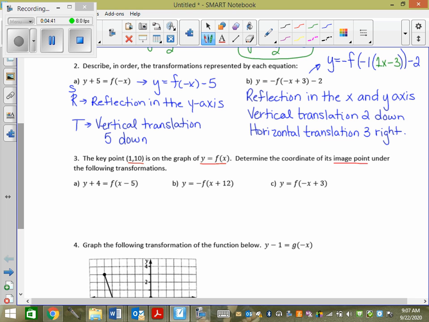So I'm going to get y equals f, x minus 5 minus 4. Now remember, mapping is the same as words. So my x, I'm going to move 5 to the right, so I have to go x plus 5. My y, I'm going to move 4 down, so I have to go y minus 4. Then I can plug in my coordinate. 1, 10 becomes 1 plus 5, 10 minus 4, and it becomes 6, 6.